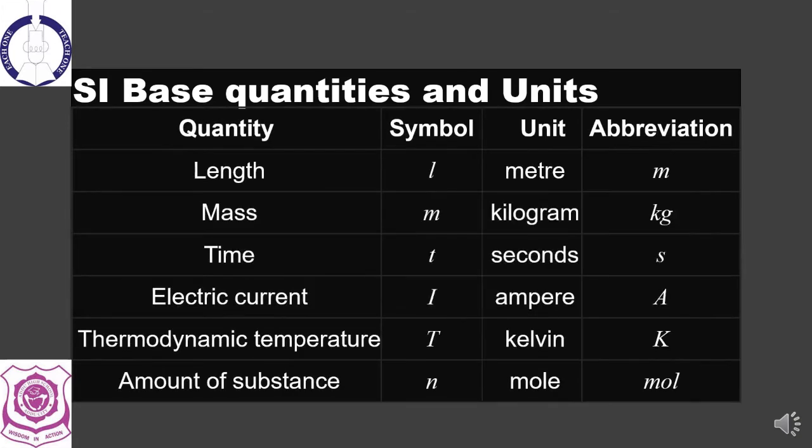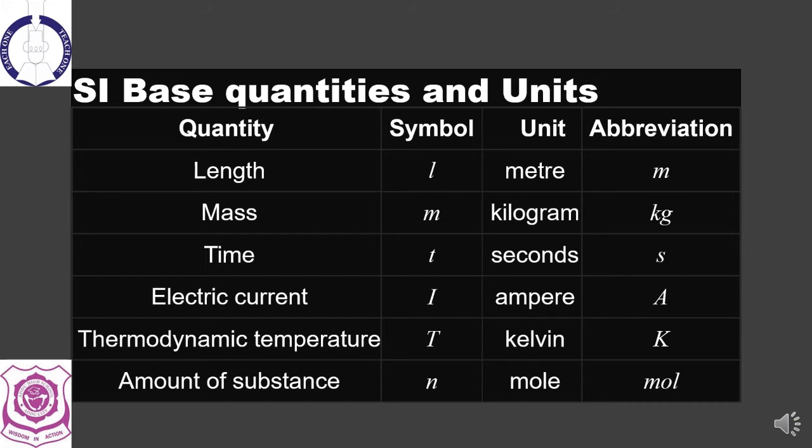Length, the symbol is L, the unit is meter, and the abbreviation is small letter m. For mass, the symbol is small letter m, the unit is kilogram, which is represented by small k and small g. Time, the symbol is small t, the unit is seconds, and the abbreviation is small letter s. For electric current, the symbol is capital I, the unit is ampere, and the abbreviation for that is capital A.